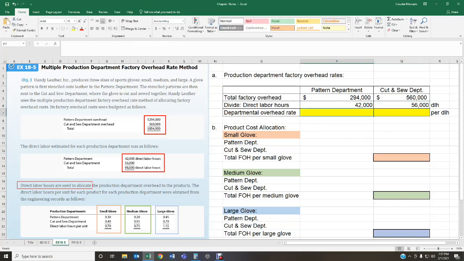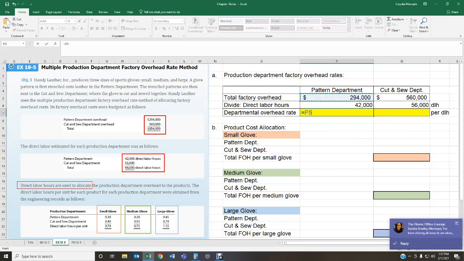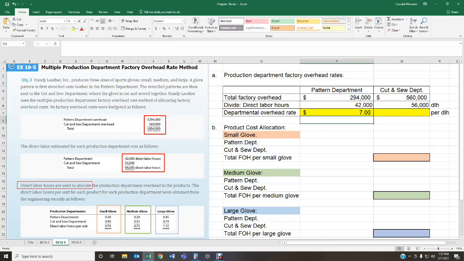So what am I going to do? I'm going to get my cost divided by my direct labor hours. Your factory overhead cost divided by your direct labor hours is going to give you your departmental overhead rate. So my overhead rate for the pattern department is $7 per direct labor hour. And for the cut and sew, we get 560,000 divided by the 56,000 hours. That's going to give me $10 per direct labor hour.